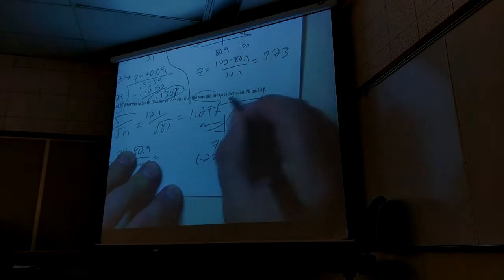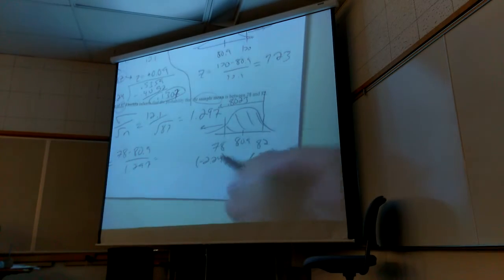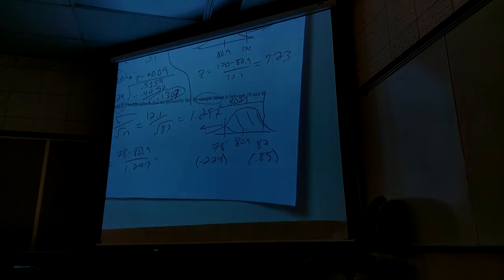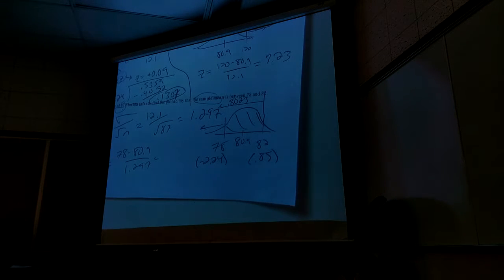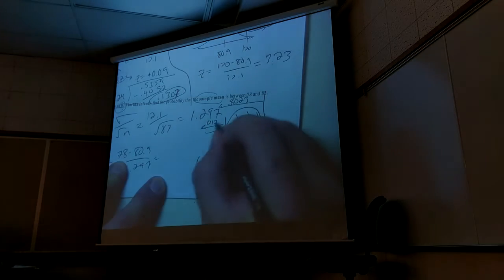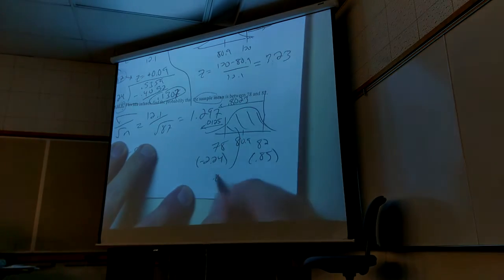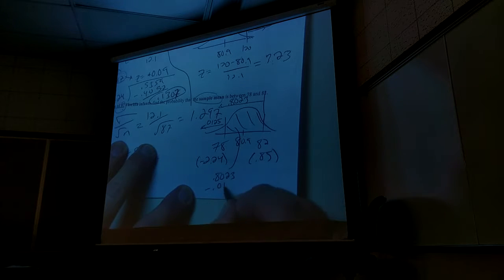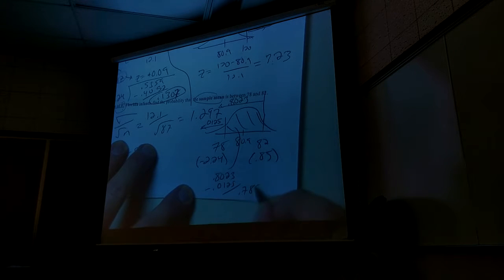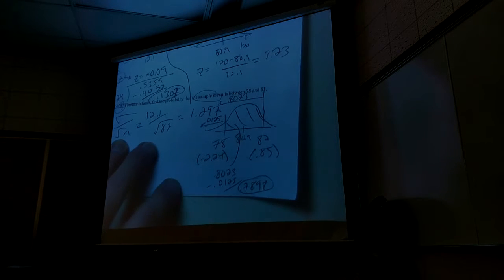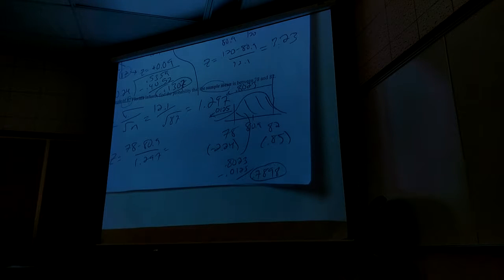8023, I like it. I heard you back there, you're good. And then negative 224. 0.125. So when you subtract those, 7898. So just under an 80% chance some infant born in California now will live to be 78 to 82.